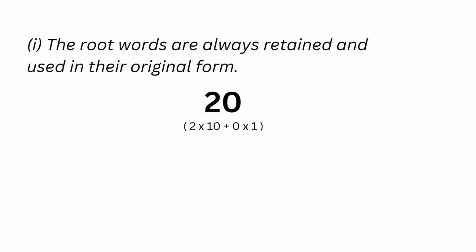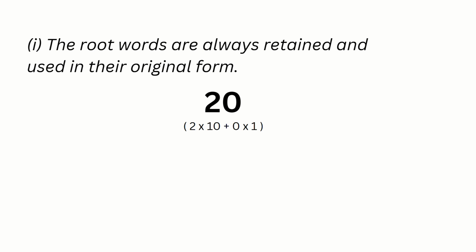So for 20, we can break it down as 2 into 10 plus 0 into 1. As per the rules, we're supposed to add up the individual terms corresponding to this number. So in English, for 2 it is 2, and for 10 it is 10.